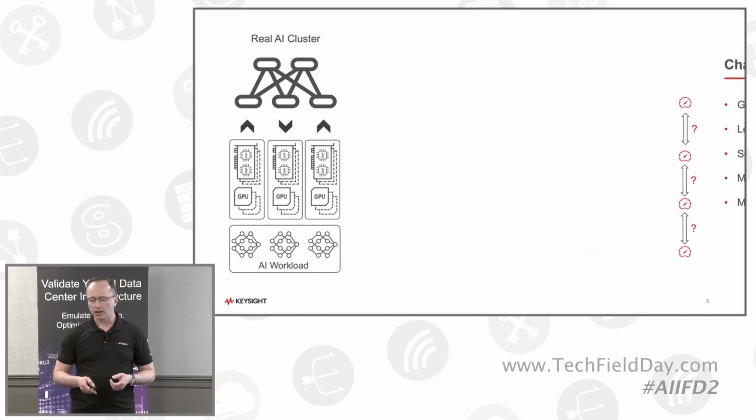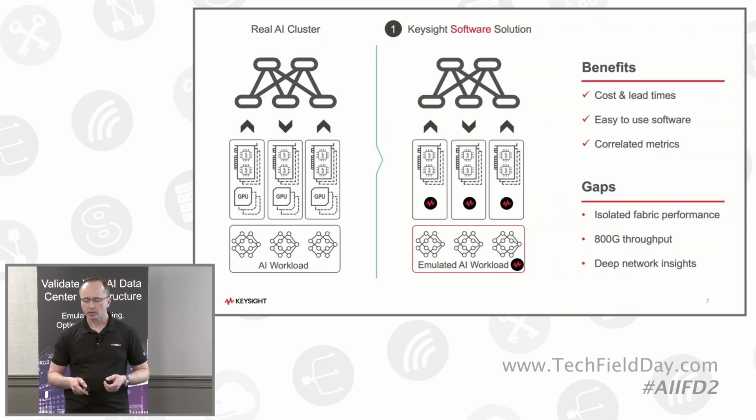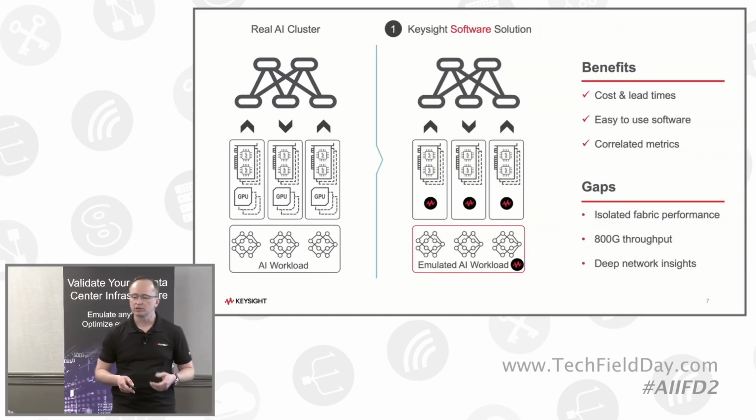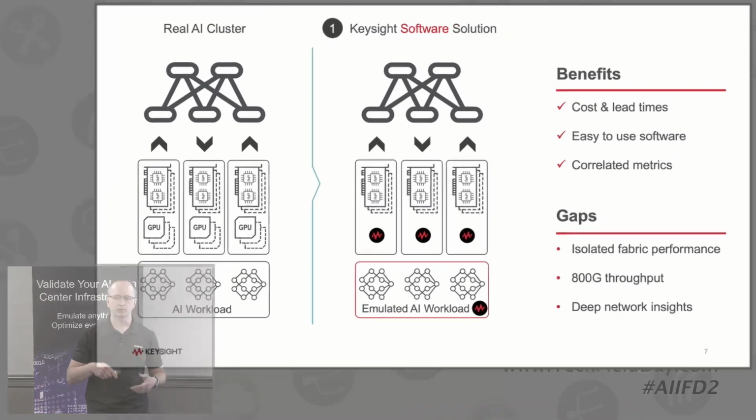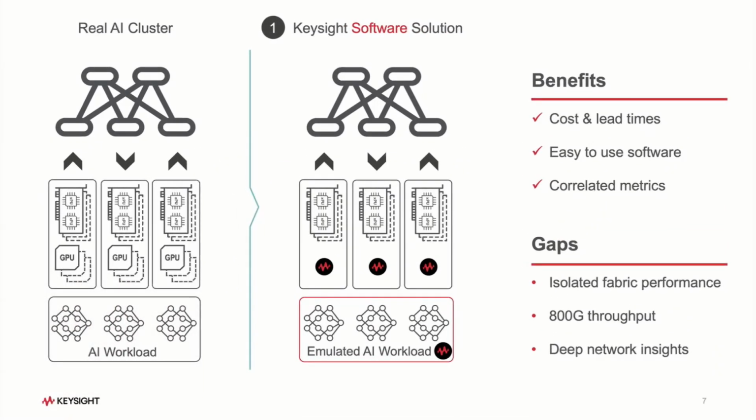Now, what do we offer here? So we offer a couple of solutions. First solution is software from Keysight, which you can put on real servers that would pretend to be a GPU in terms of data movements, right? It's not going to pretend to be a GPU in terms of actually training the model, but it's going to pretend to be a GPU in terms of data movements.